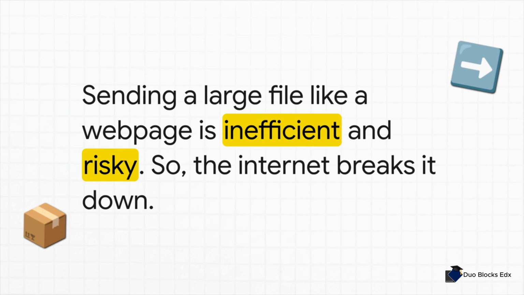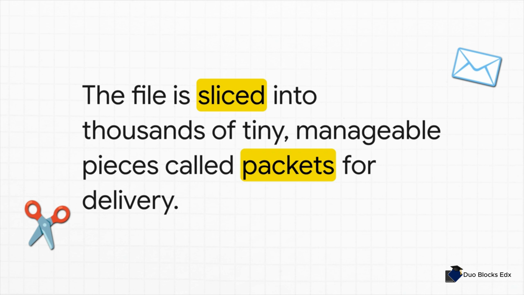Now, a whole web page is made up of a bunch of different files, and some of them can be pretty big. Sending it all as one giant chunk across the internet would be super inefficient and risky. If just one tiny part of it got lost along the way, the whole thing would be corrupted and useless. So, the internet does something much, much smarter. It takes that big file and slices it up into thousands of tiny, bite-sized pieces called packets.